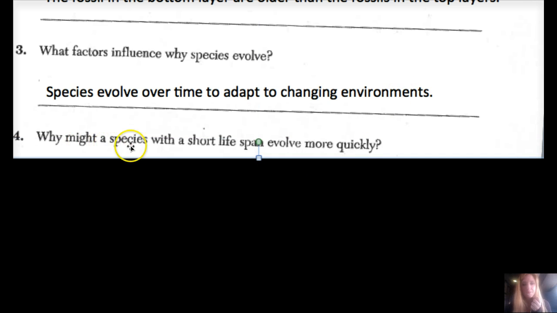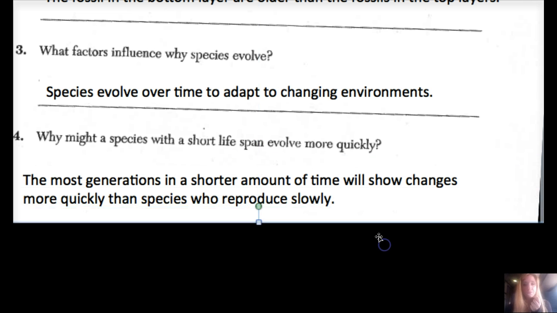Number 4, why might a species with a short lifespan evolve more quickly? Now this was a question that was very important to the reading and very important to the rest of the questions coming up. So species with a shorter lifetime, like say this much lifespan, are going to change about every generation. But since their generations can fit into like this much of our lifetime, they're going to change quickly. So species with a shorter lifespan will show more changes more quickly than species who reproduce slowly. That means you can go through a lot more generations and you have a lot more of those changes.